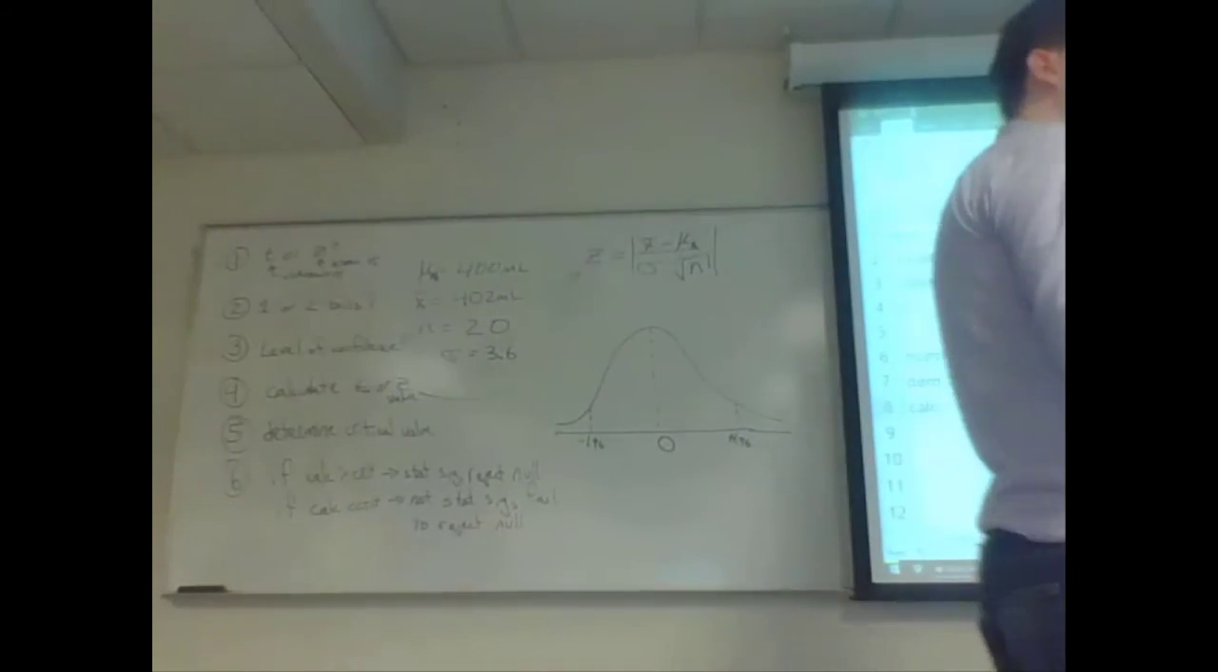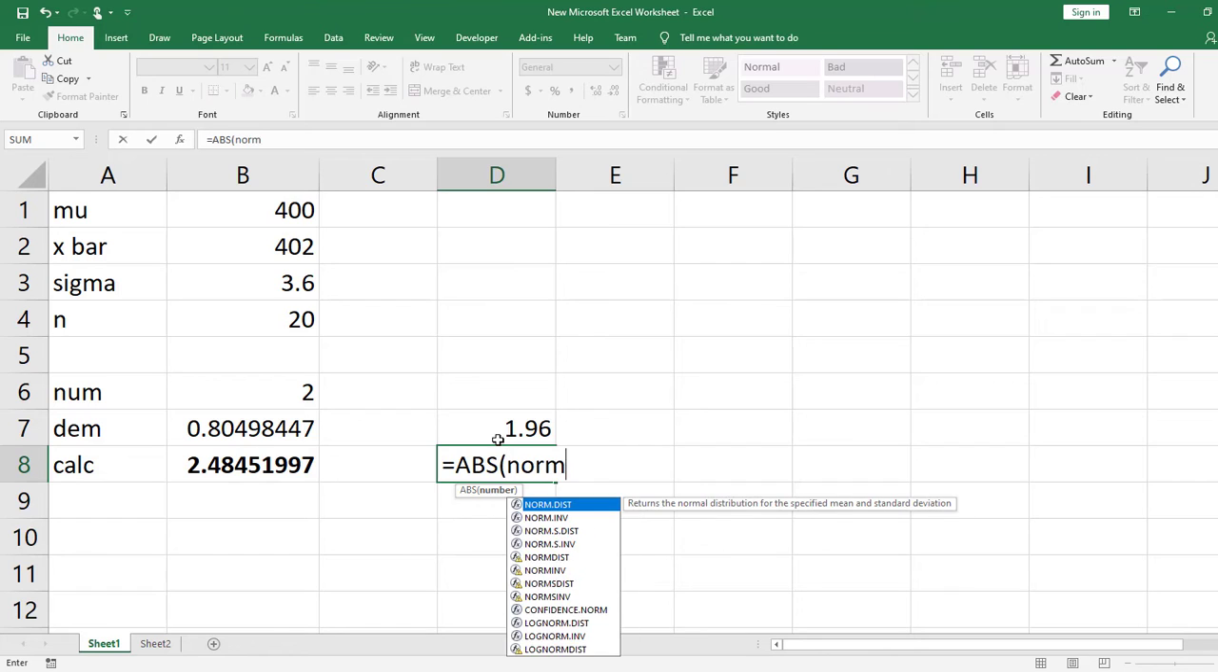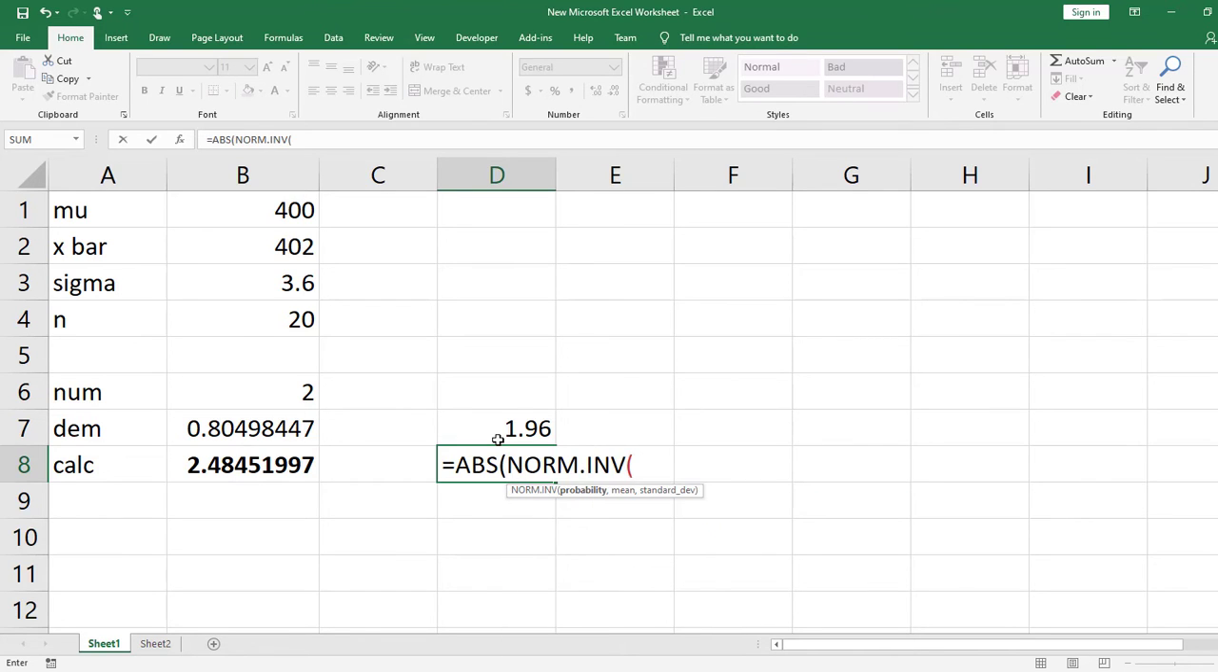Yep, according to that table we have, right? If you didn't want to look it up, you can always just have Excel look it up for you. We talked about this. You can just say, hey Excel, I want to know what it is for, let's do absolute value, for norm invert, and I want to do a two-tailed test. So alpha divided by 2 is, what's the alpha for 95%?